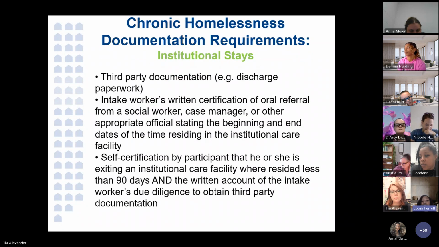Documenting a stay of fewer than 90 days in an institution follows the same priority of documentation as time spent in a place not meant for human habitation, emergency shelter, or safe haven. Third-party documentation, such as discharge paperwork, is preferred, but stays in institutions can be documented by self-certification by the participant.